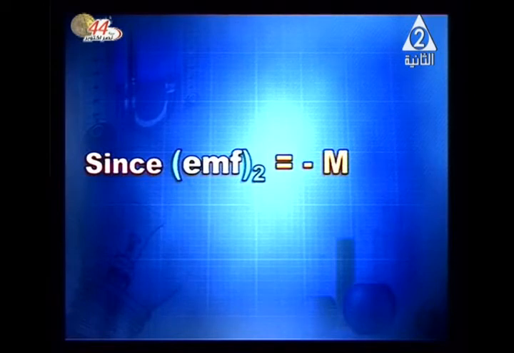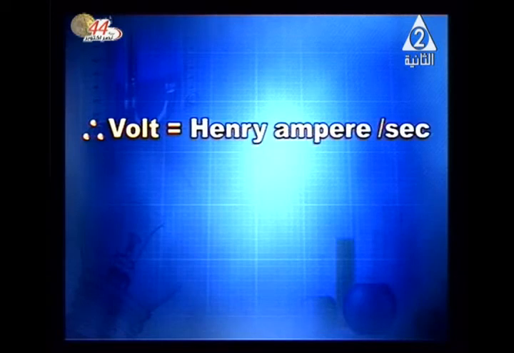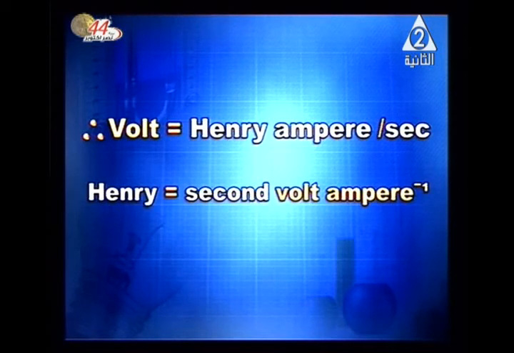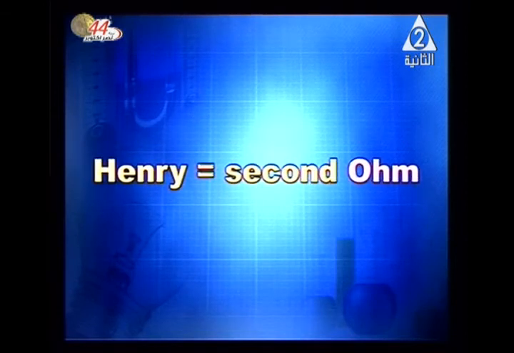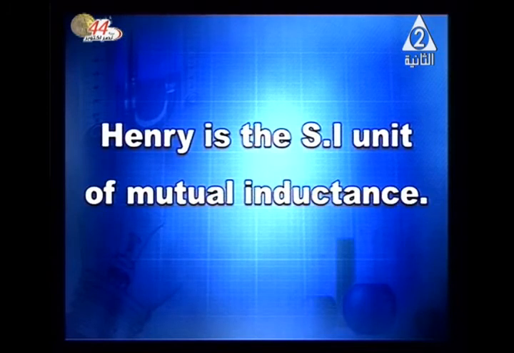Since EMF 2 is equal to negative M delta I1 over delta t, we can say volt is equal to Henry ampere over second. This is very important. So Henry is equivalent to second, volt, amperes to the power negative 1. And what about volt, amperes to the power negative 1? It is ohm. So Henry is equivalent to second times ohm, or ohm second. Henry is the SI unit of mutual inductance.